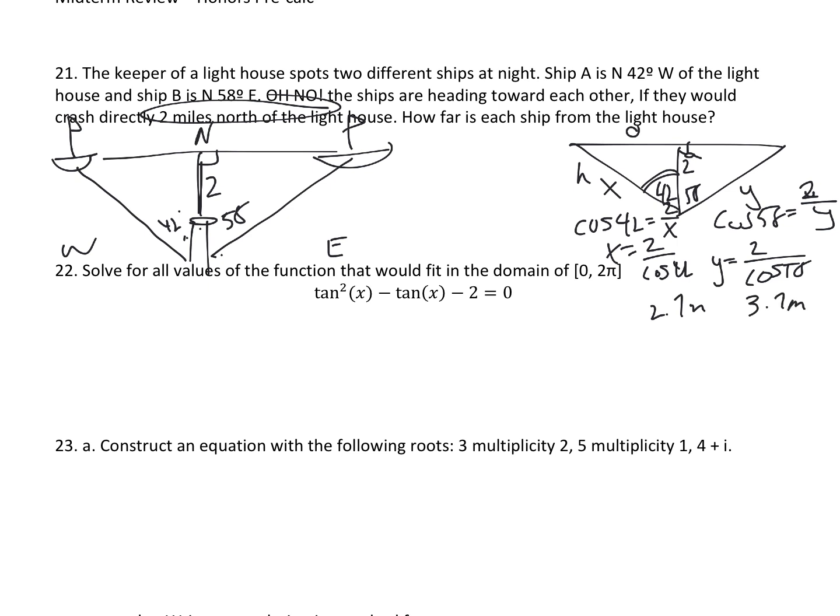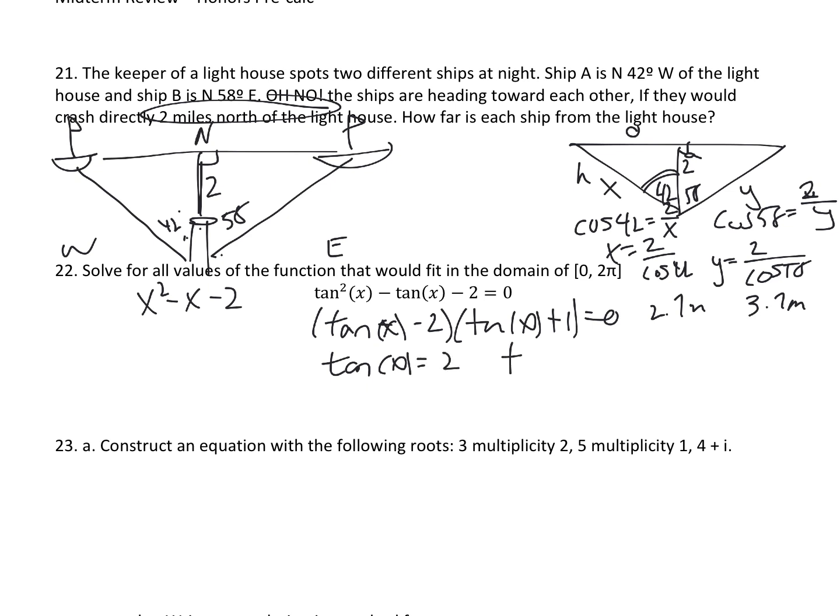Now to solve all values within that domain, this is a factorable equation, just like if this was x squared minus 1x minus 2. So I get tan of x minus 2, tan of x plus 1. So I want when tan of x equals 2 versus when tan of x equals negative 1. Now this one is solvable within the unit circle. So that's the angle values 3 pi over 4 and 7 pi over 4. Pretty sure I have that correct.